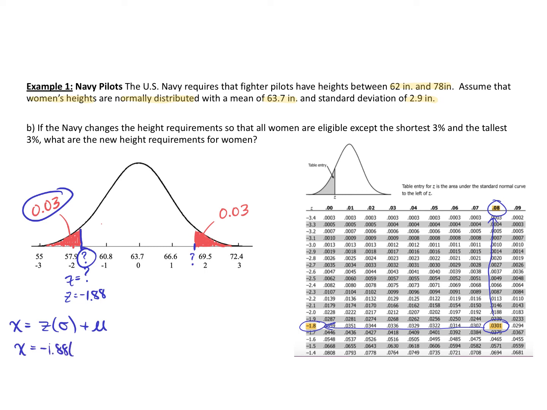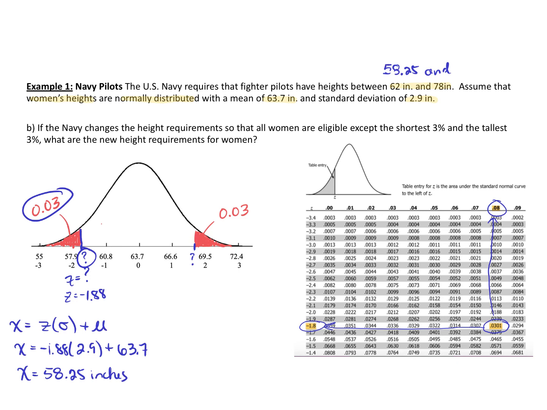So that height is going to be -1.88 times sigma, which is 2.9, plus mu, which is 63.7. And so that means that a height of 58.25 inches is the height that separates the lowest or the shortest 3% of females. So then that means that they're changing the height requirement from 62 inches to 58.25 inches.